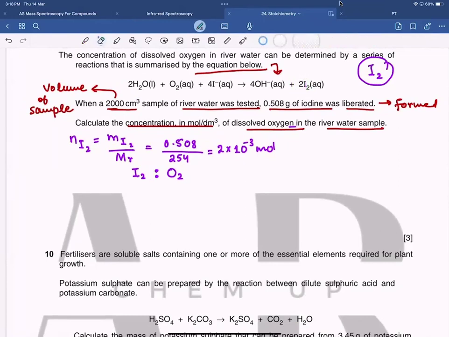That is not part of the formula. It doesn't mean that there are 4 iodine in one molecule, right? This 2 means there are 2 molecules of I2. That's what it means. Okay.